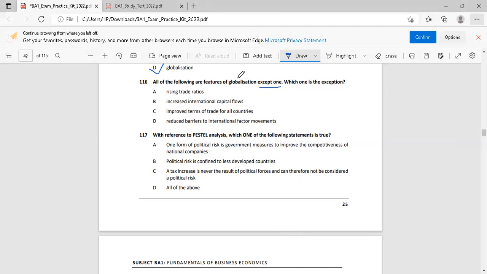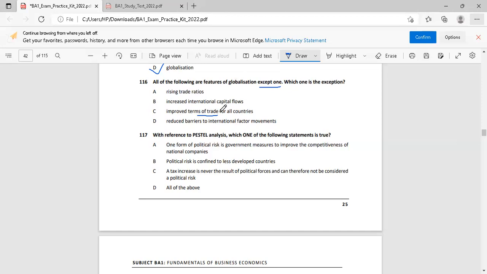So globalization is opening doors for everyone. That's the concept of globalization. The terms of trade for all countries have improved. There are no barriers and no restrictions, so things have eased up. The way they would trade, those terms and conditions, have improved.